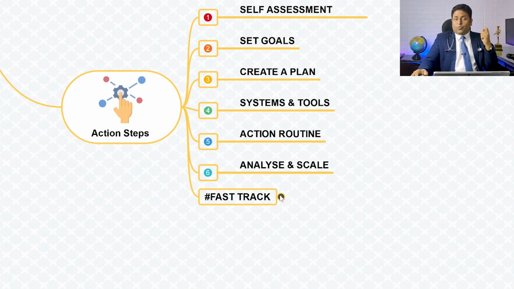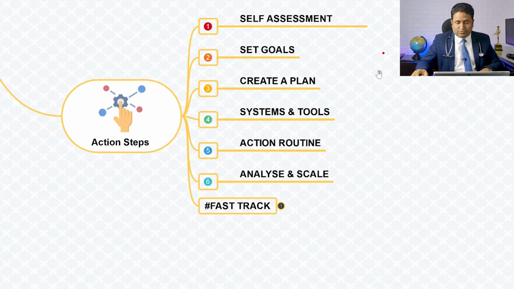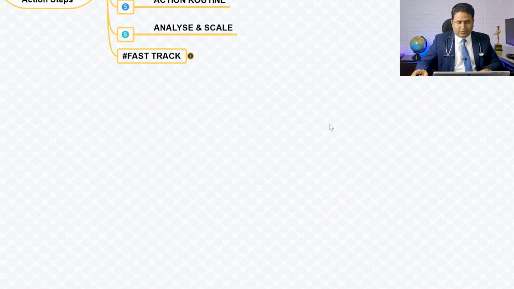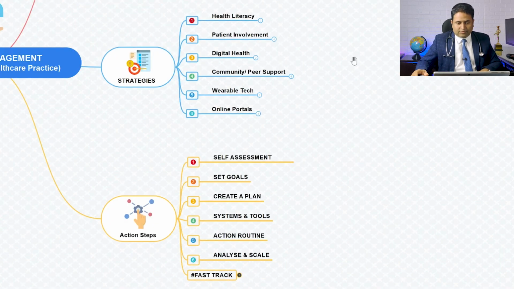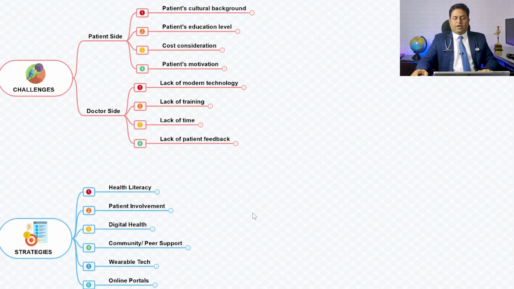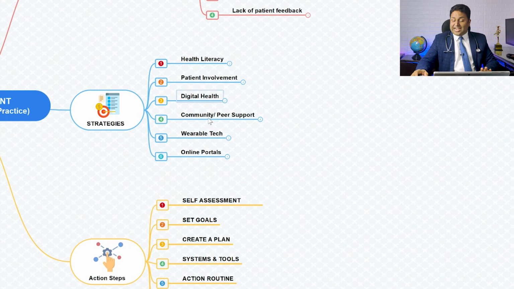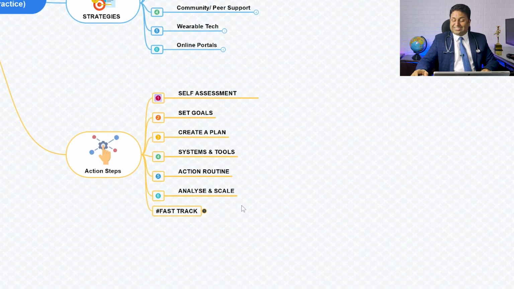And finally, what is a fast track? Like we have discussed everything here. This is what I have told you about all the structures and how you can take the process, right? Before I tell you, let me show you the entire process of what we just discussed. So we have challenges, patient side, doctor side, all these challenges. We have strategies we discussed, and also I told you the action steps you have to take.